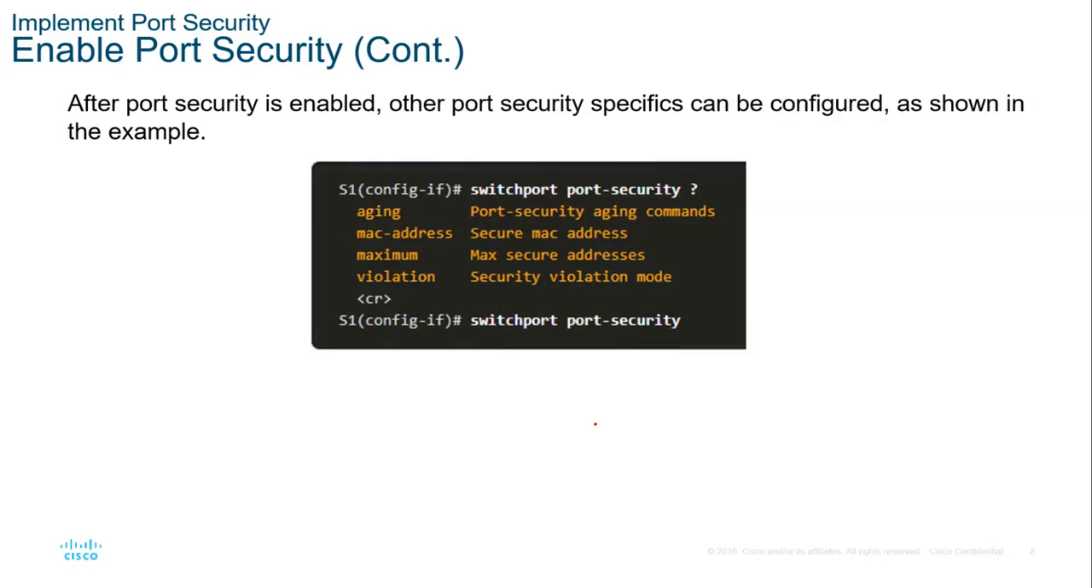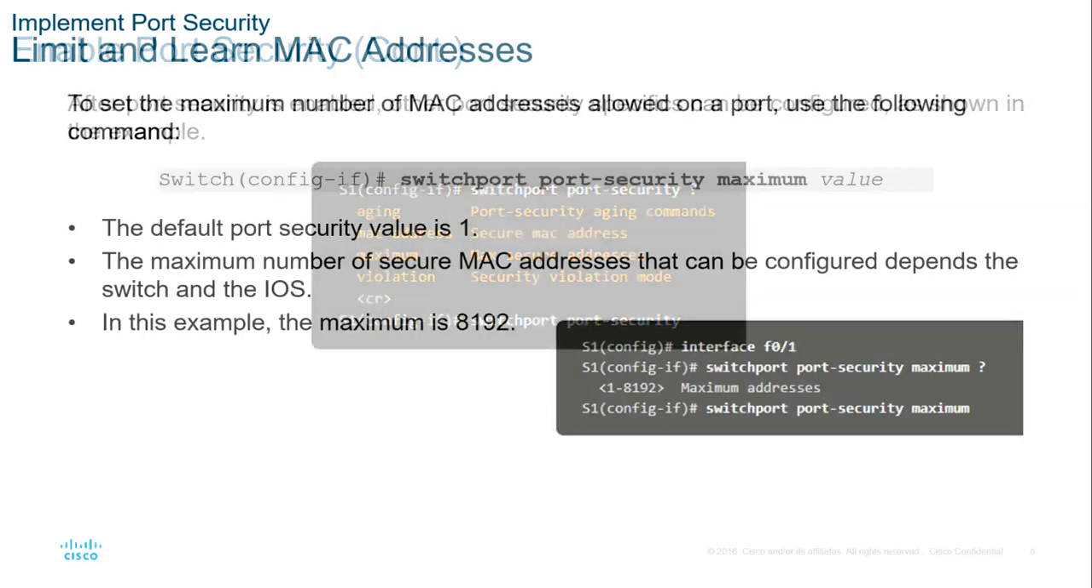So we are still under port security. After port security is enabled, other port security specifics can be configured. Those are aging, MAC address, maximum, and violation. You can change the violation, and you are going to see how many actions there are. Then the number of MAC addresses allowed, then the MAC address, that is if you want to state the address statically or dynamically. Then the aging: if you want the MAC address to be removed in case, let's say, the device is idle.